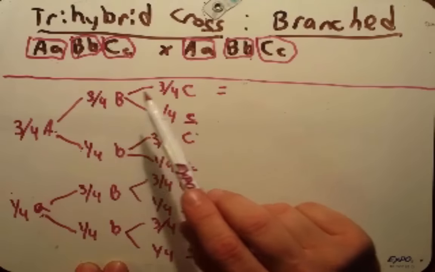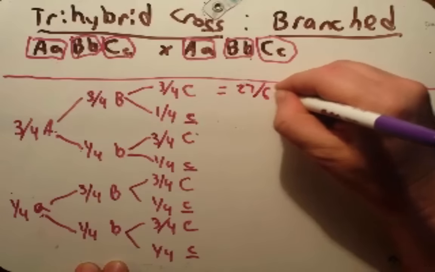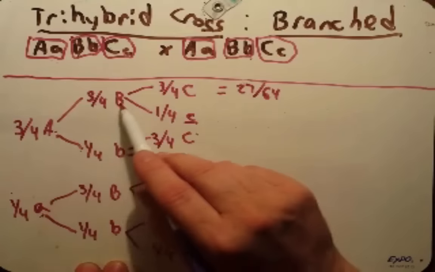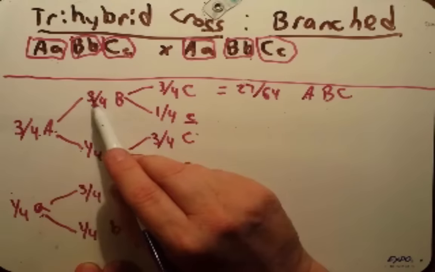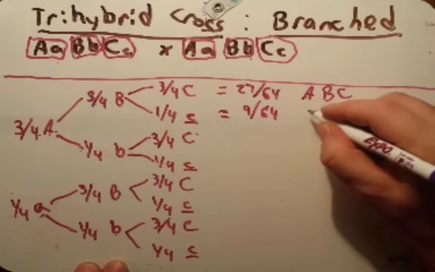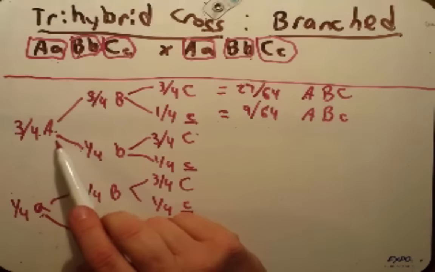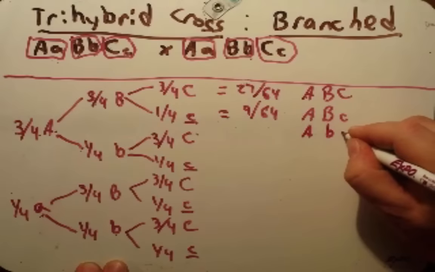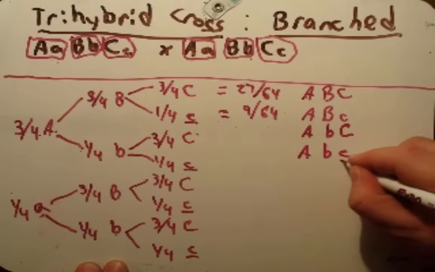So 3/4 times 3/4 times 3/4 is equal to 27/64. So out of 64 possibilities, 27 of them will be big A, big B, big C. Now, this one, 3/4 times 3/4 times 1/4 is 9 out of 64. That will be big A, big B, little c. All right, now again, what's the probability that you're going to get a big A, little b, big C, and then big A, little b, little c.